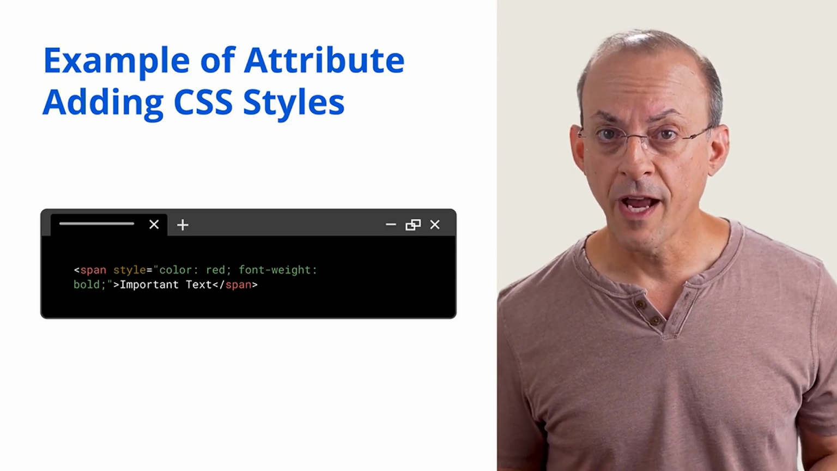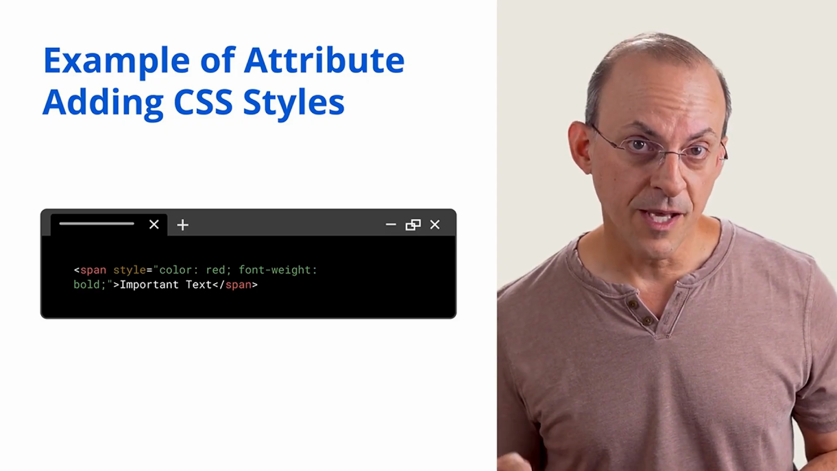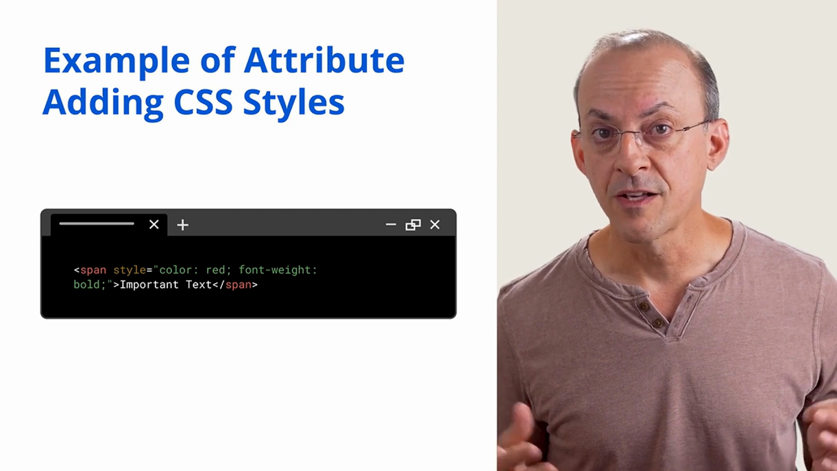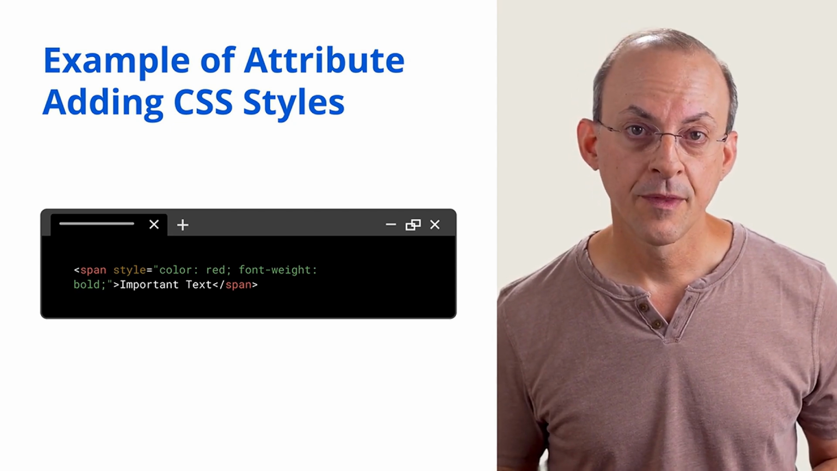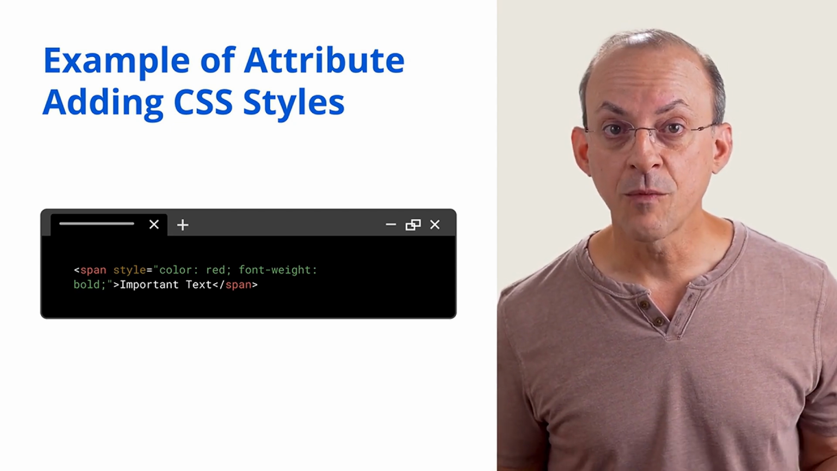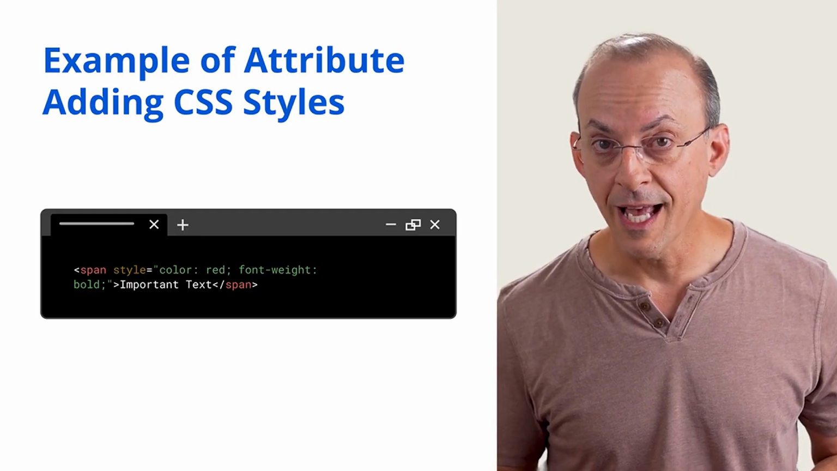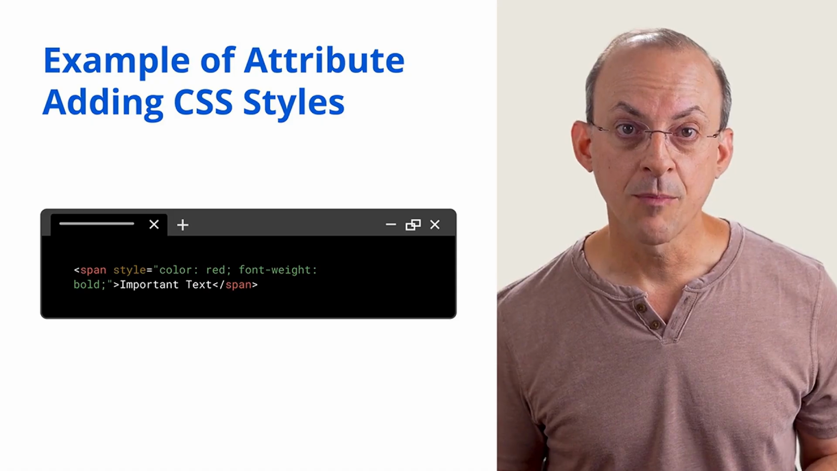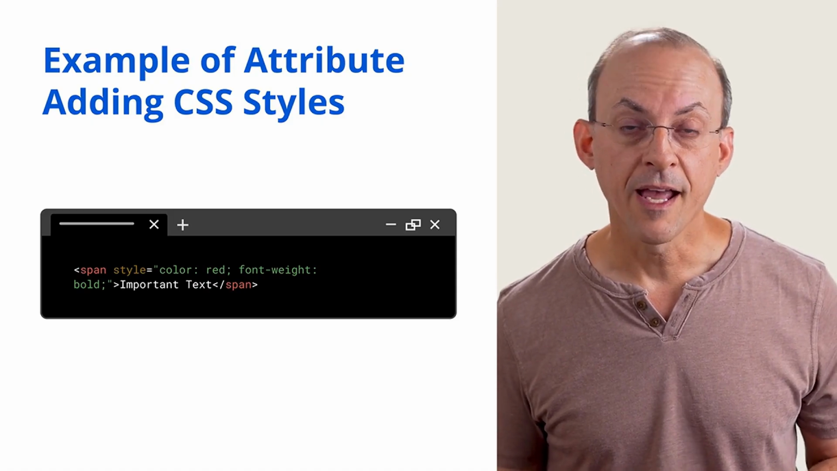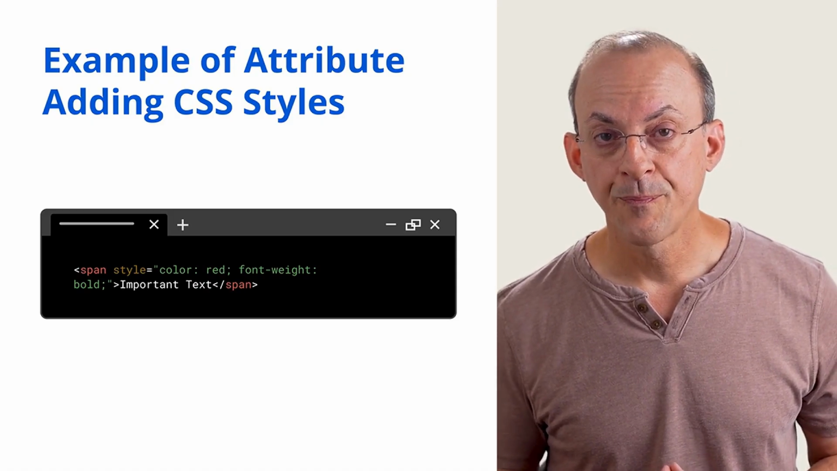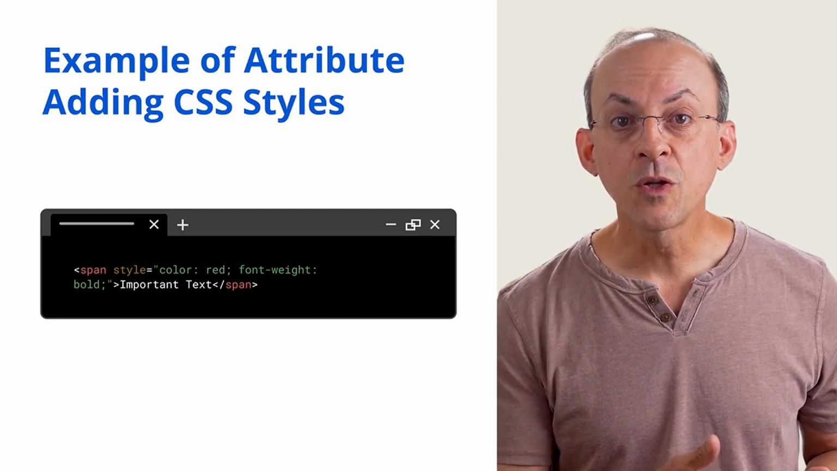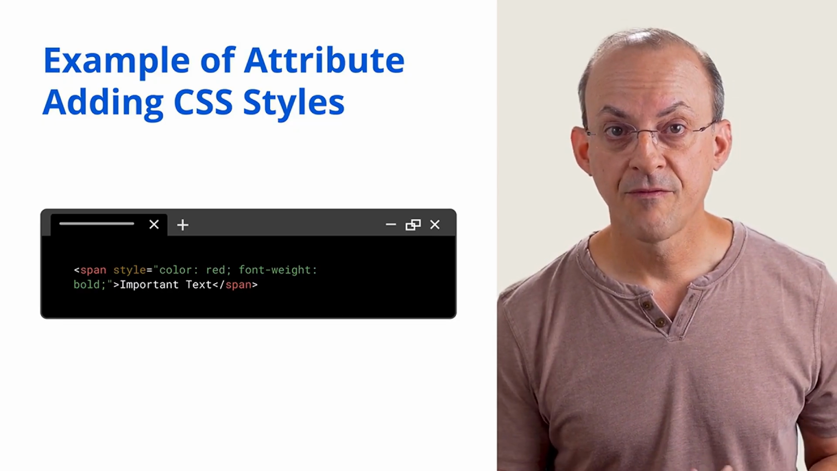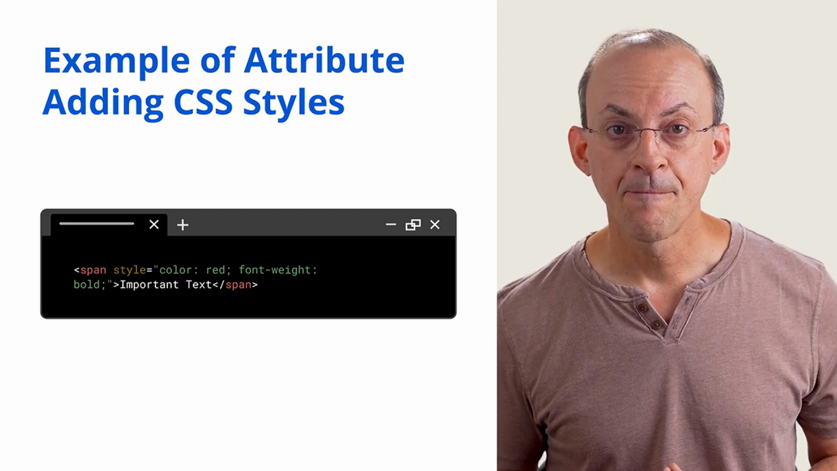While it's powerful for adding individual styles, it's generally better to keep your CSS in separate files to maintain cleaner code. In this example, you begin with a span tag, which is used for inline elements. We'll add a style attribute to it with the CSS properties color: red and font weight: bold. In this span, include the text important text. Finally, we close the span tag.